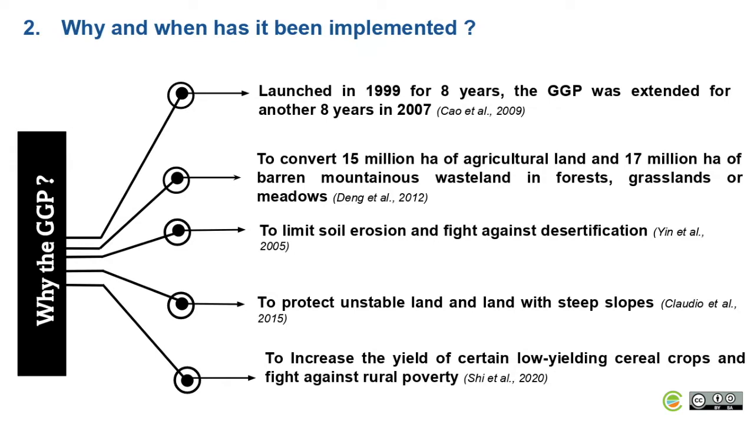And farming on that kind of land will increase erosion by about 4,000 kilograms per year. Another objective of this project is to increase the yield of certain low-yielding cereal crops and to fight against rural poverty.